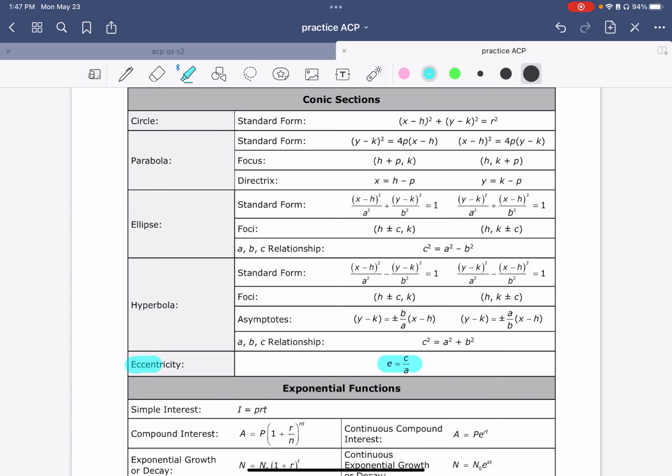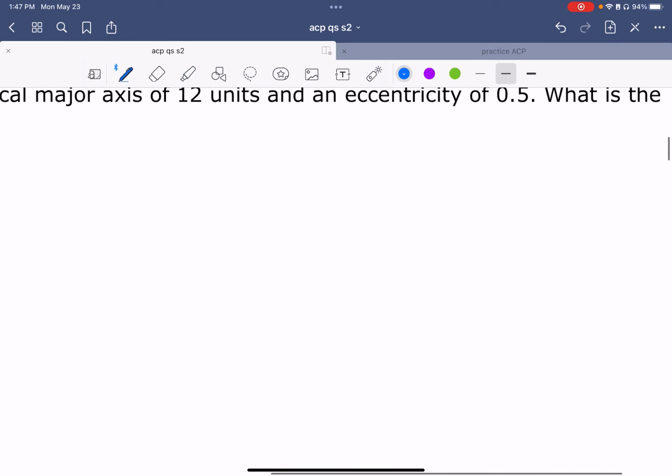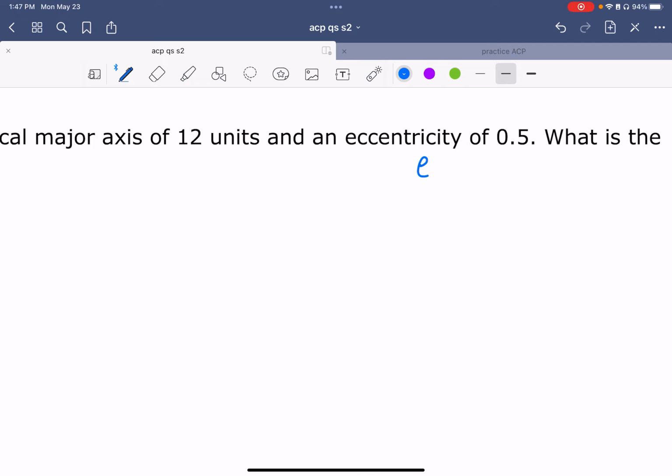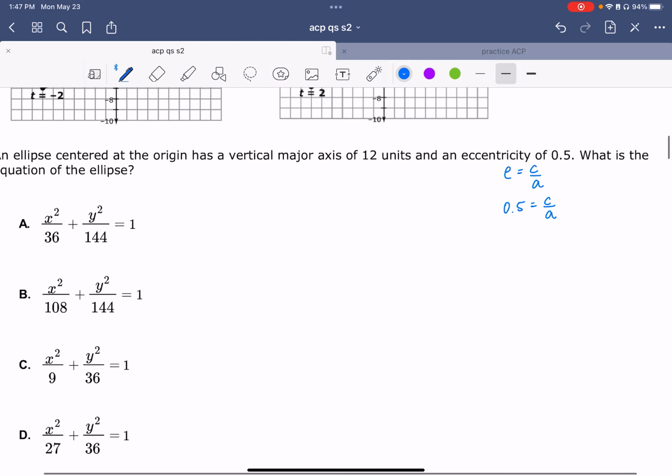And it's a very simple equation. So E equals C over A. So I'm going to go back to the problem and write that down right under eccentricity. So E equals C over A. And they said that the eccentricity is 0.5, and that's equal to C over A. So I'll come back to that in a second. Let's see what else they told us.